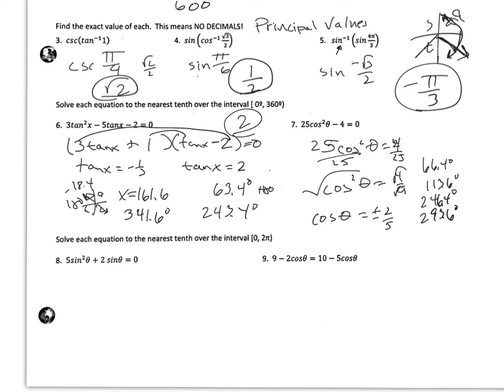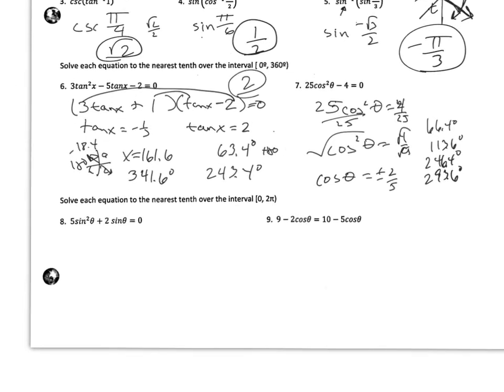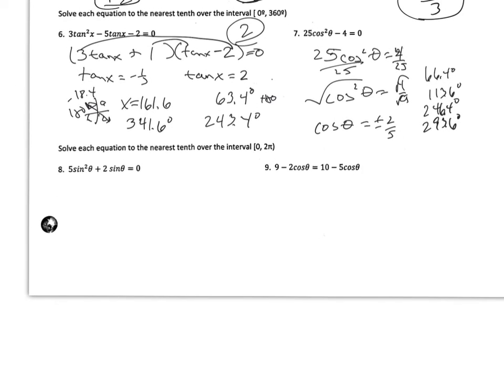For 8 and 9, now we've switched to radians. Again, calculator, no negatives. Number 8 looks like a GCF. They have a sine in common. So we'll take that out. Leaves you with 5 sine theta plus 2. So the sine of theta equals 0, and then the sine of theta is equal to negative 2/5.